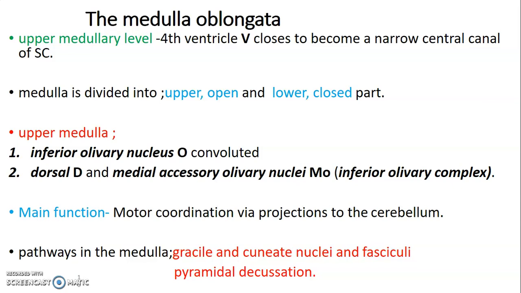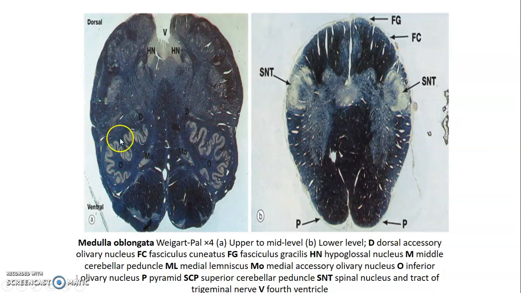Remember, the fasciculi are carrying ascending fibers for discriminatory touch, vibration, and proprioception, and these terminate in the gracile and cuneate nuclei. And we said cuneate is carrying information from T6 and above, gracile is carrying from the lower limbs. Then at the medulla, we also have the pyramidal decussation. So all these are occurring at the level of the medulla. Anything convoluted, we say, is the inferior olivary nucleus. Anything dorsal to it is a dorsal olivary nucleus, and medial to it is a medial olivary nucleus.